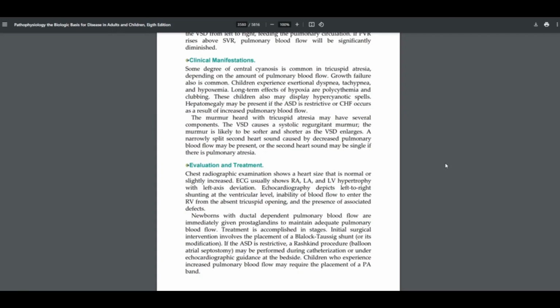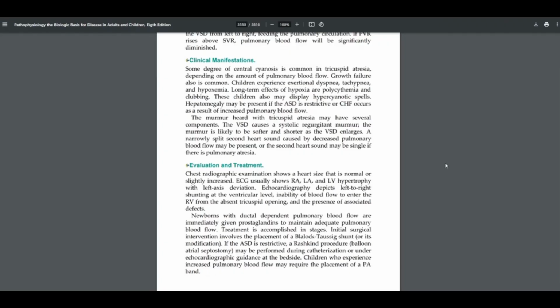So what are our clinical manifestations? Well, some degree of central cyanosis is common in tricuspid atresia, depending on the amount of pulmonary blood flow. Growth failure also is common. Children experience exertional dyspnea, tachypnea, and hypoxemia. Long-term effects of hypoxia are polycythemia and clubbing. These children also may display hypercyanotic spells.